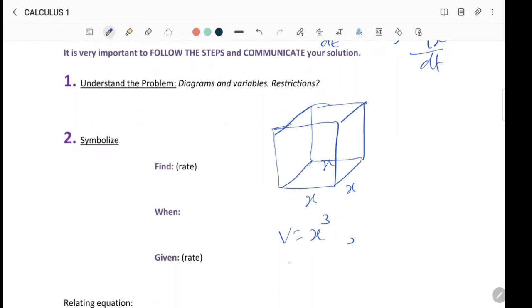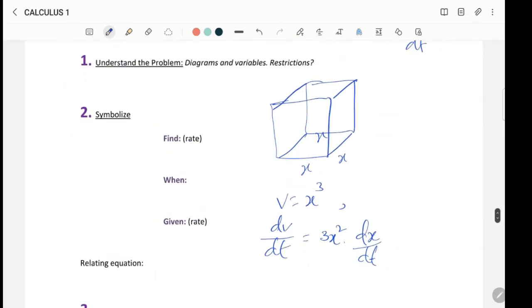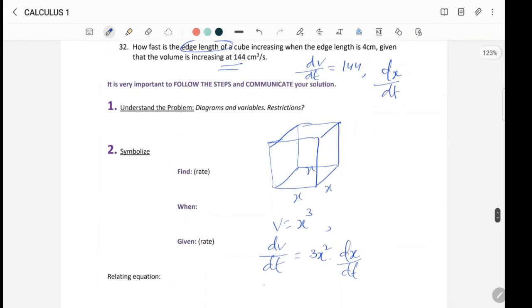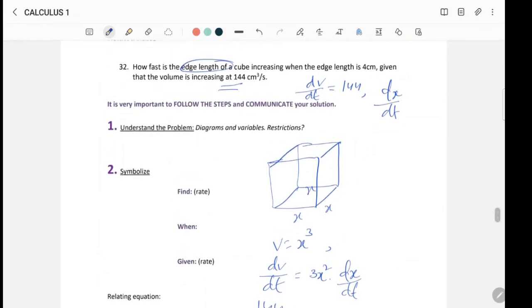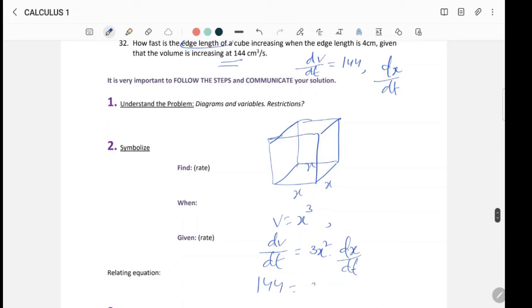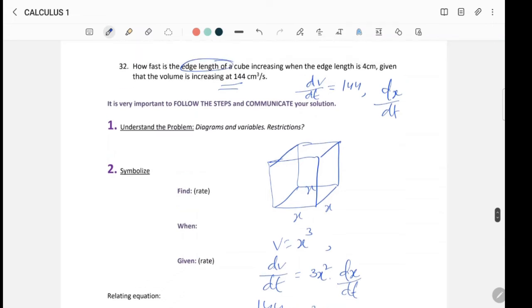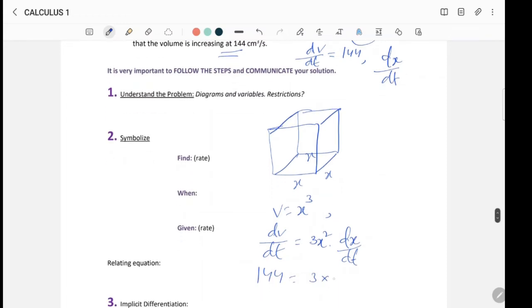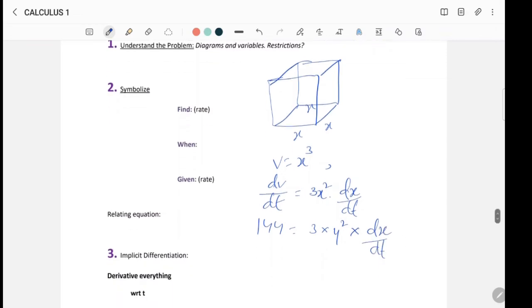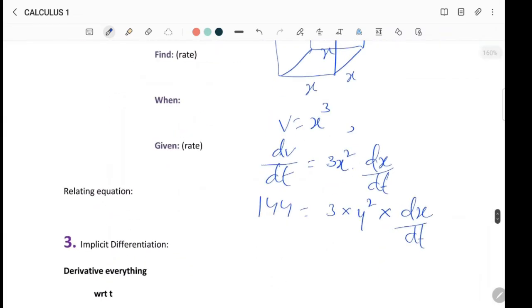Differentiate both sides with respect to time. dV over dt is 3x square times dx over dt, because we are differentiating with respect to the t variable. So dV over dt is given as plus 144 because it's increasing. This is 3, and x is 4, because we need to find dx over dt when x is 4.